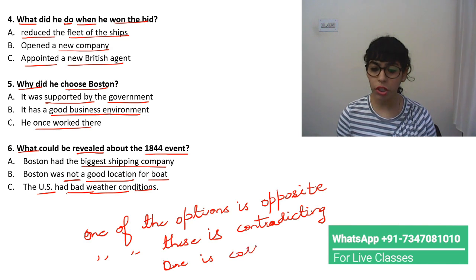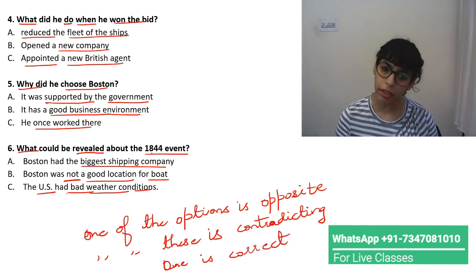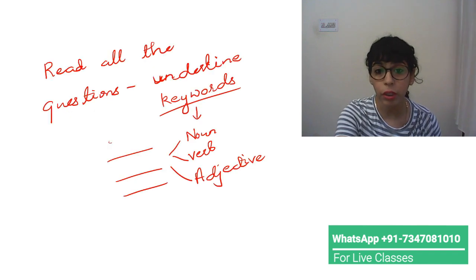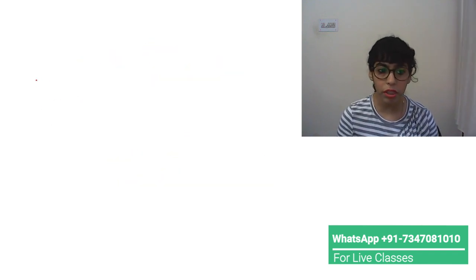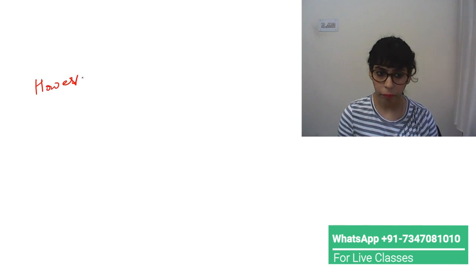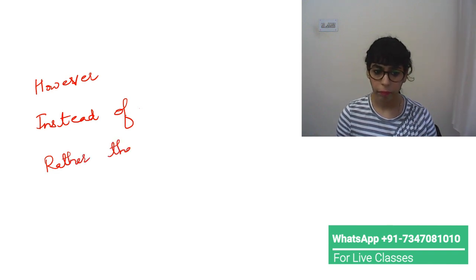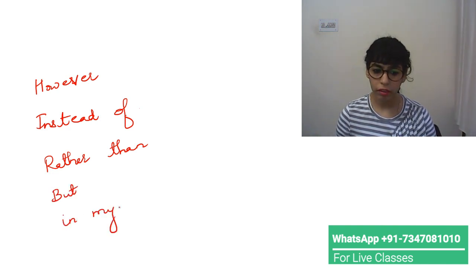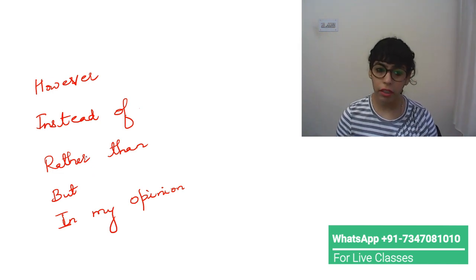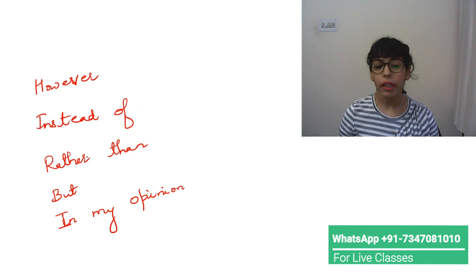So in multiple choice questions, we have to take care of contrasting connectors. Most of the times, they are going to use the words however, instead of, rather than, but, in my opinion. So, however, instead of, rather than, but, in my opinion.